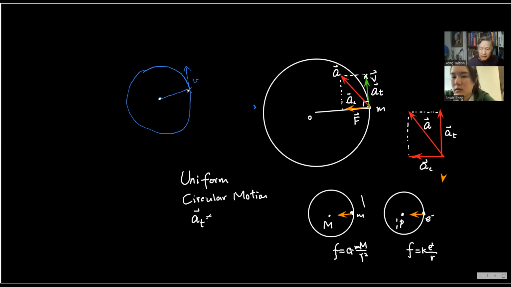Does that make sense? Yes, because this is a special case. All right? So in this case, the direction of acceleration is always perpendicular to the velocity.